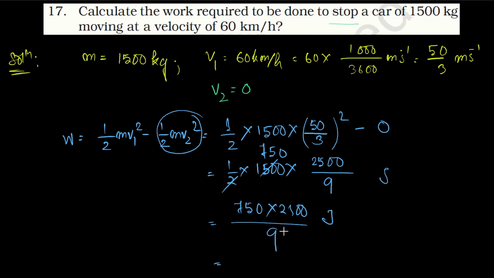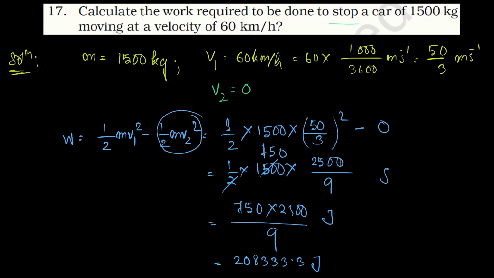If you further solve this, you are going to get 750 into 2500 by 9, and the work done will be in Joule. So try to solve this by yourself too. I think the answer is going to be almost how much? 208,333.3 Joule. That should be the answer. You just try to solve it by yourself.